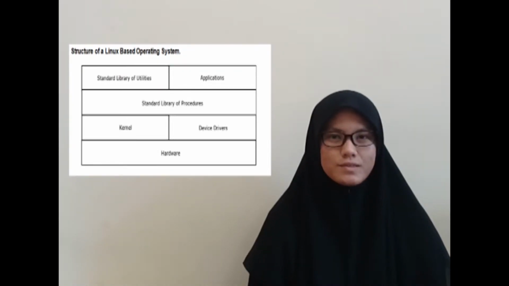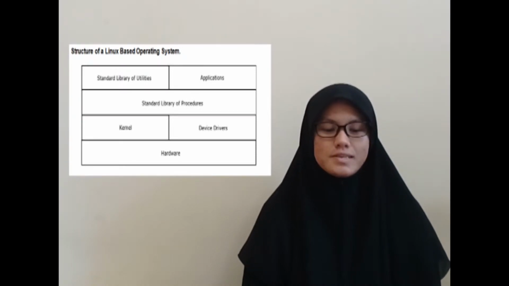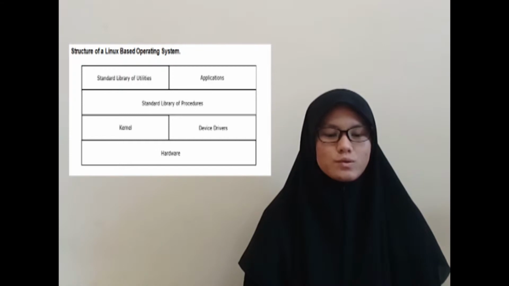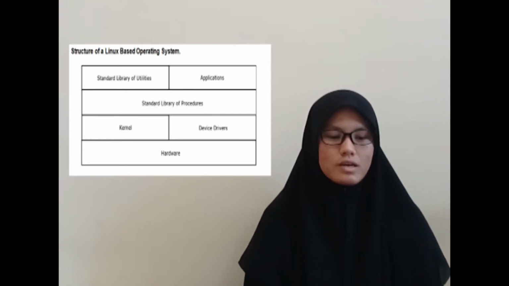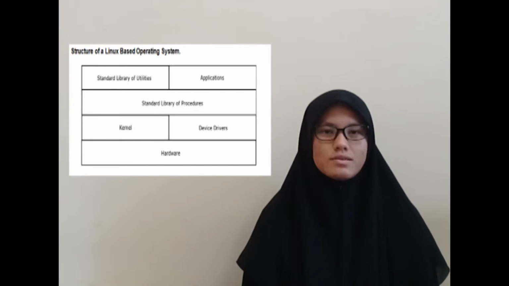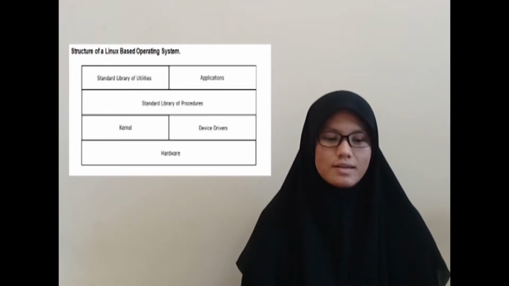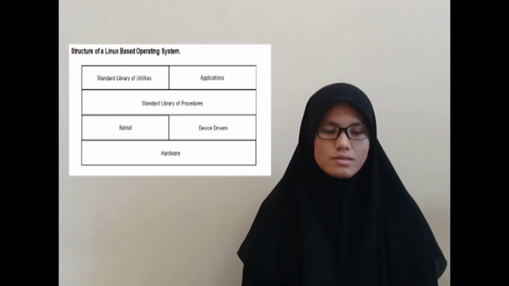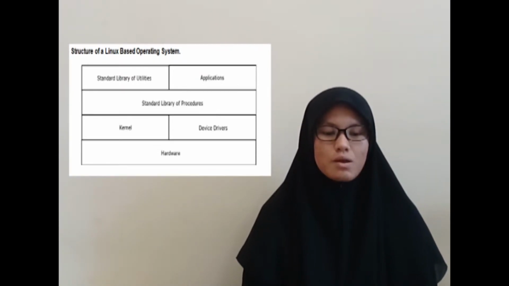Third, standard library of procedures. The Linux-based operating system will allow the user of software to communicate with the kernel. And the fourth, standard utilities and user application. A Linux-based system will come with a set of standard utilities, which are usually simple commands used in the operating system.